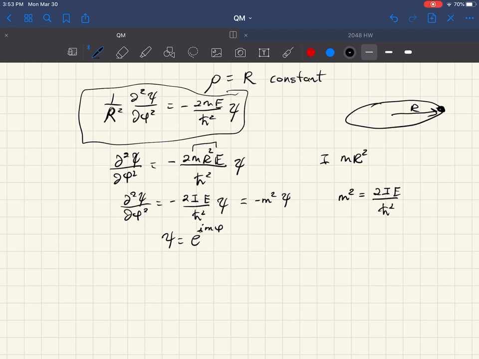And this should be obvious if I take the second derivative of this with respect to phi. Each time I take a derivative with respect to phi, I pull down an im. So if I pull down two ims, I have i squared, which is negative, and I have m squared, and then the psi back. And that's exactly what we get over here. So this is our solution. Of course, we need to normalize it.